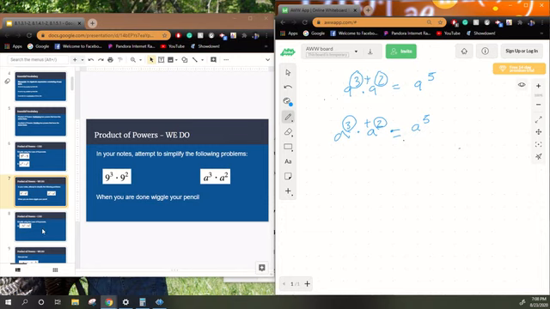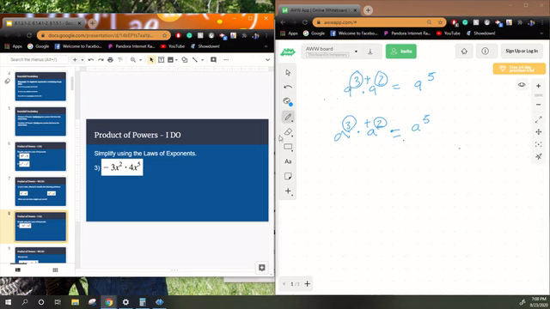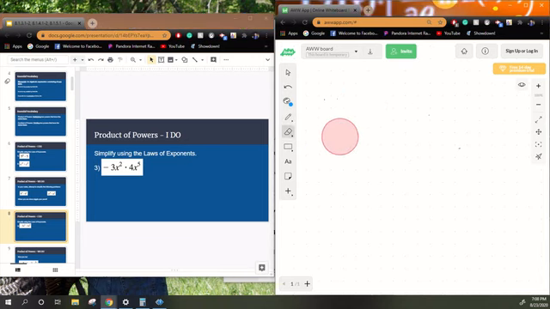But what if we don't have the same base? Well, let's take a look at a more complex problem right here. We have negative 3x squared. All right, so I'm going to write that down. Negative 3x squared times 4 to the x to the 5th power. So this time we have some coefficients we have to deal with.